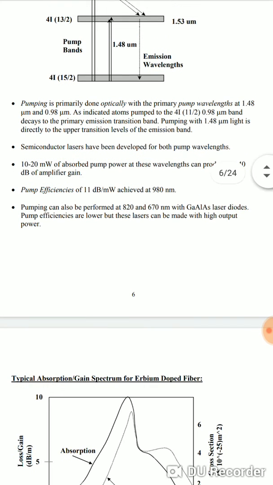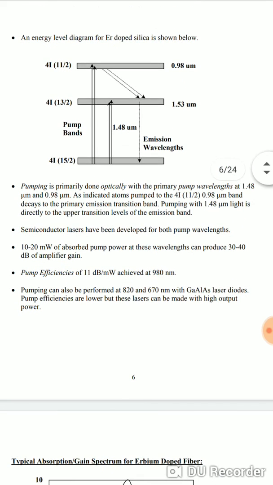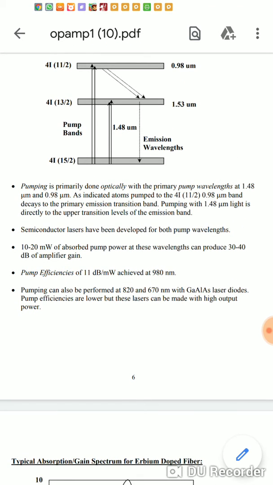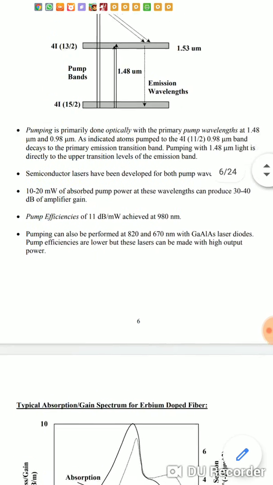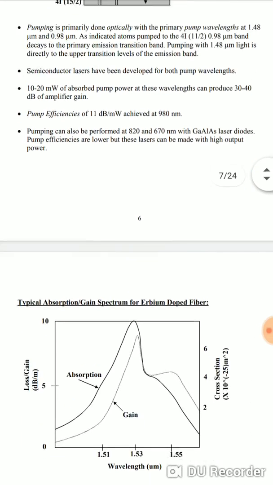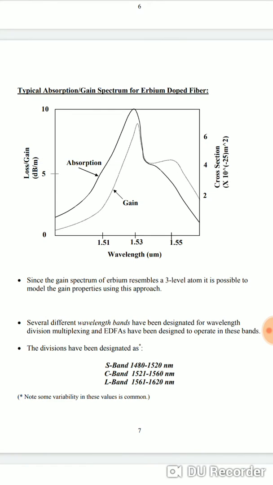Pumping can also be performed at 820 and 670 nanometer with aluminum arsenide laser diodes. Pump efficiencies are lower, but these lasers can be made with high output power. So these are the basic two types of amplifiers: semiconductor optical amplifier and erbium doped optical amplifier. Next we will see some of the characteristics, or performance parameters, of the optical amplifier.